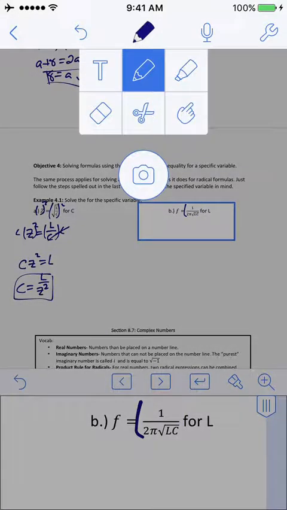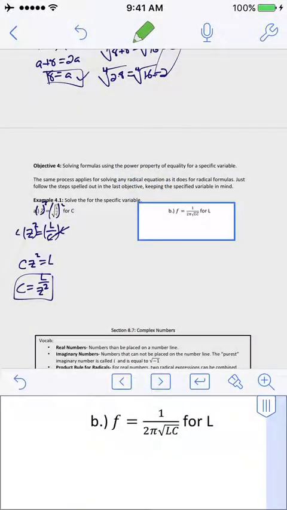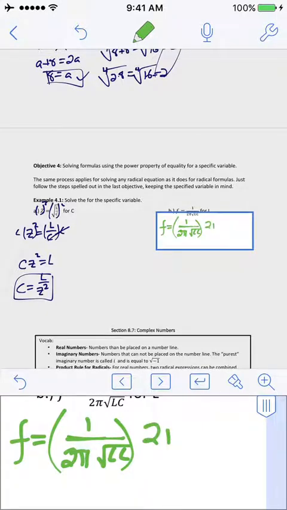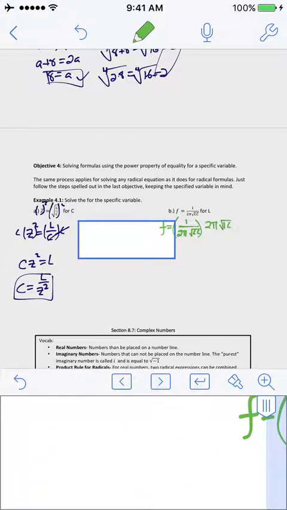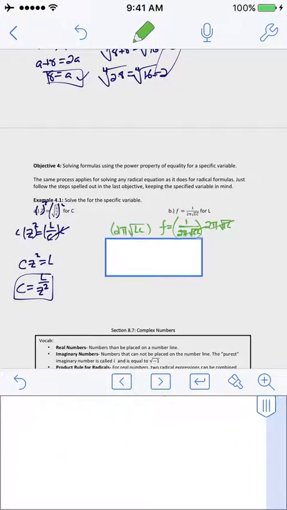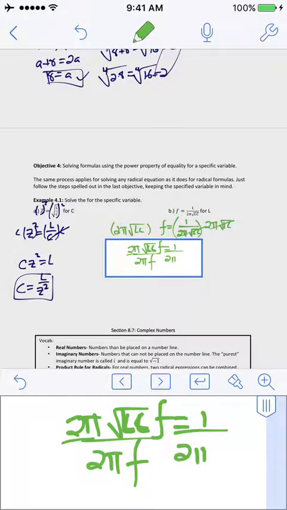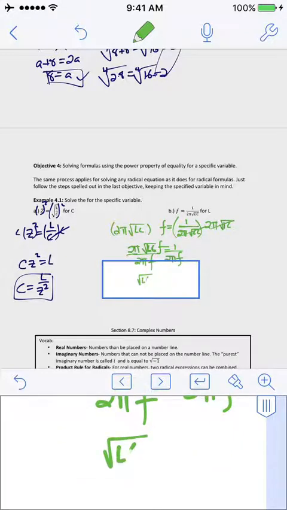I'm just going to rewrite it. So I have F is equal to 1 over 2 pi square root LC. I'm going to multiply by the denominator, 2 pi square root LC, 2 pi square root LC. Those two will cancel. I'm left with 2 pi square root LC times F is equal to 1. Now I'll divide by everything that's not LC, right? Because I want to get L by itself. So I'll divide by 2 pi F, and I'm getting the square root of LC is equal to 1 over 2 pi F.